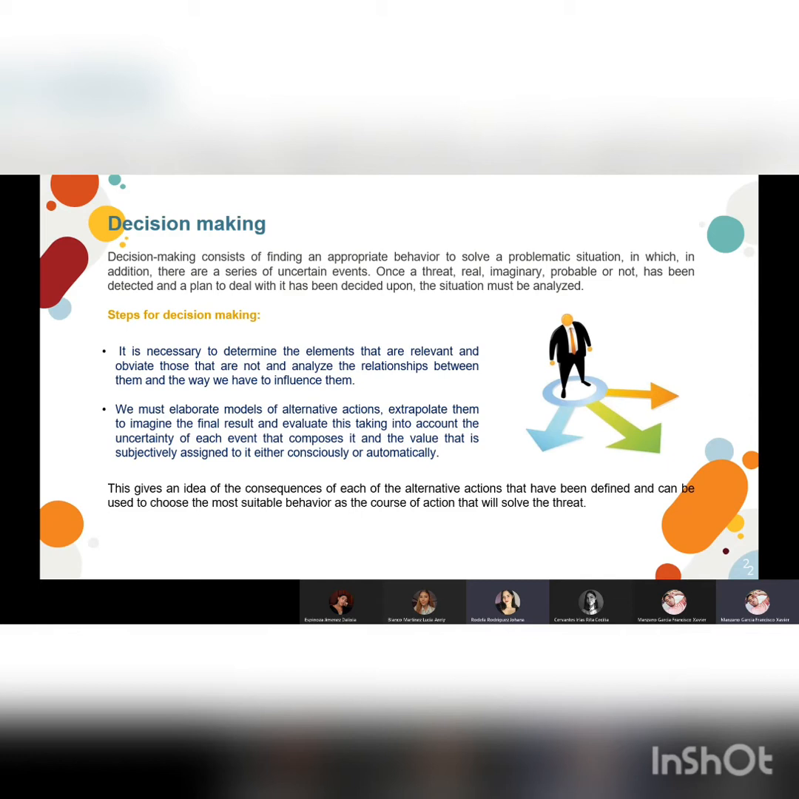the uncertainty of each event that encompasses it and the value that is subjective, assigning to it either consciously or automatically. This gives an idea of the consequence of each of the alternative actions that have been defined and can be used to choose the most suitable behavior as the course of action that will solve the threat.